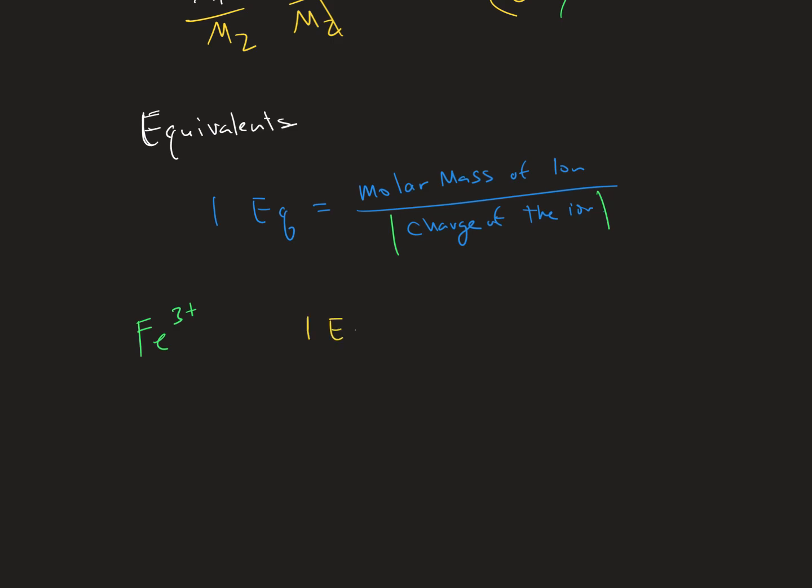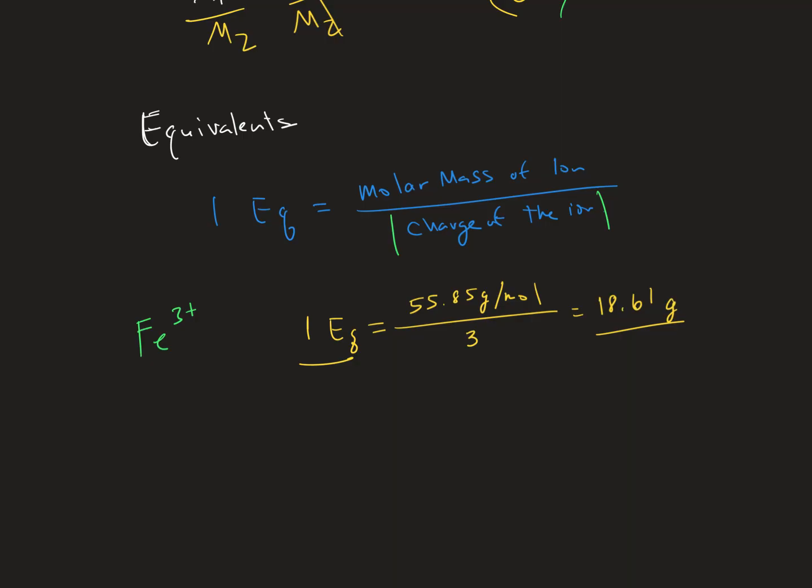So one equivalent is equal to, what's the molar mass of iron? 55.85 grams per mole. You with me? Per charge. What's the charge of iron 3 plus? 3. Okay. And we do the math and we get 18.61 if I did it right. Grams. So one equivalent of iron is equal to 18.61 grams.